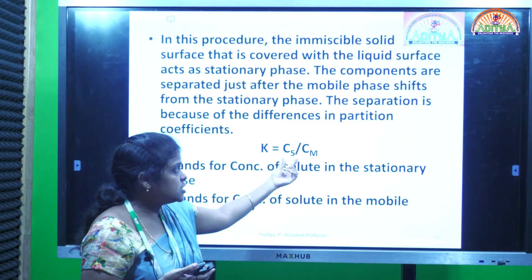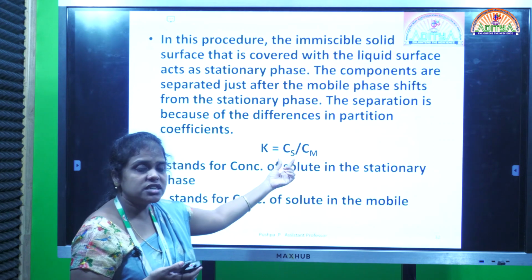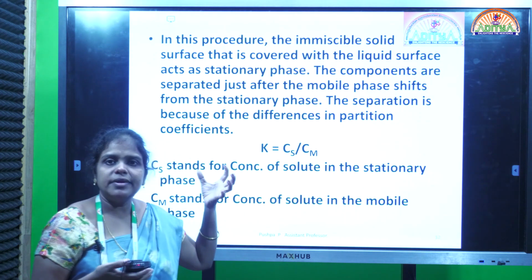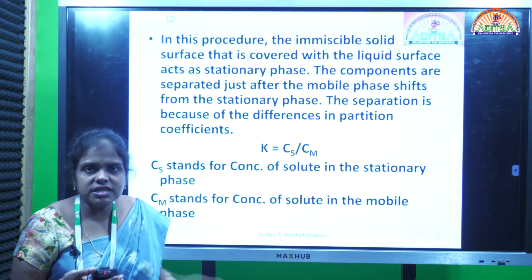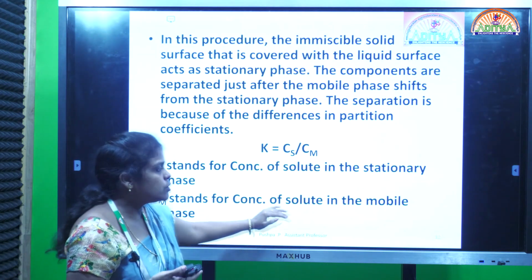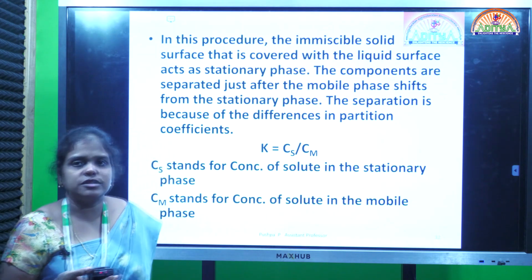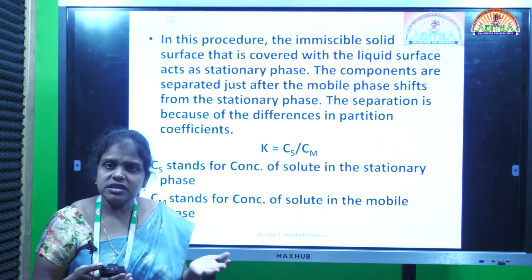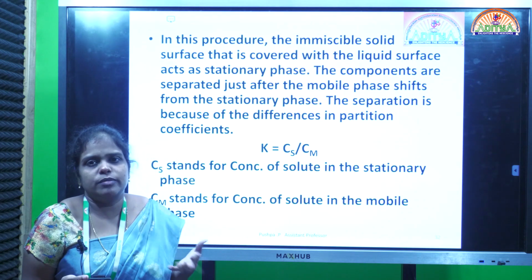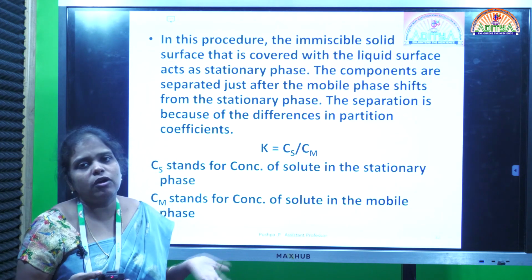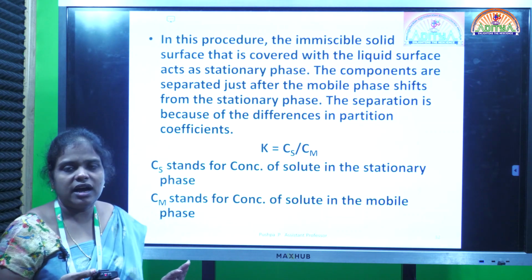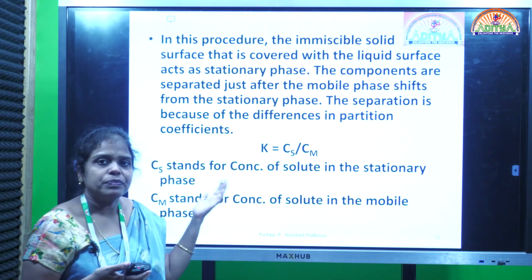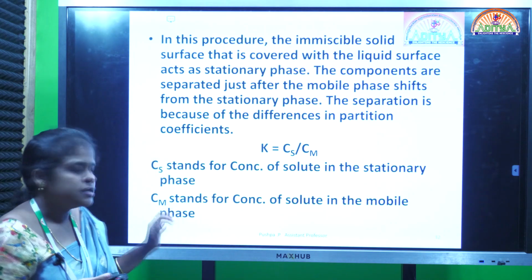If the concentration of the sample in the stationary phase is more, it indicates the sample or the solute has more solubility in the stationary phase. If the concentration of the solute or the sample is more in the mobile phase, obviously it denotes that the sample we are separating has more solubility in the mobile phase, and that's why it got more partitioned into the mobile phase. Understood? The main principle is partition. It depends upon the solubility. K is equal to Cs by Cm.